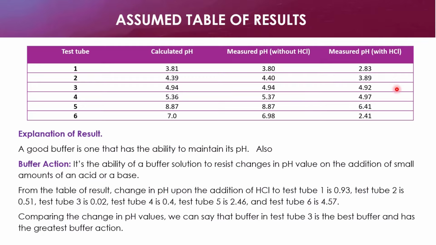Test tube 4 is 0.40, test tube 5 is 2.46, and test tube 6 is 4.52. The change in pH value is just the difference between the measured pH without HCl and the measured pH with HCl. So comparing the change in pH values, we can say that the buffer in test tube 3 is the best buffer and has the greatest buffer action.